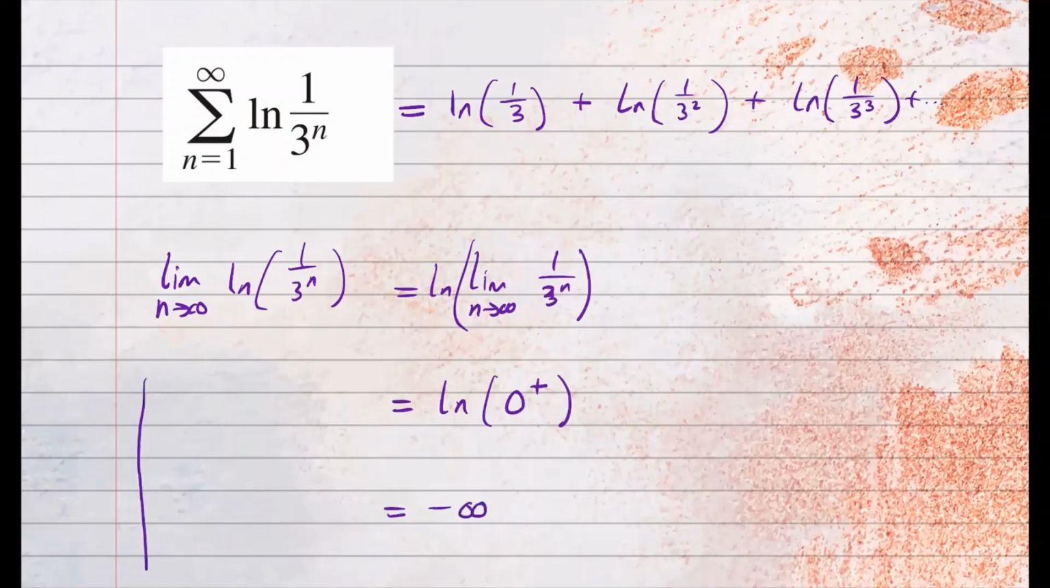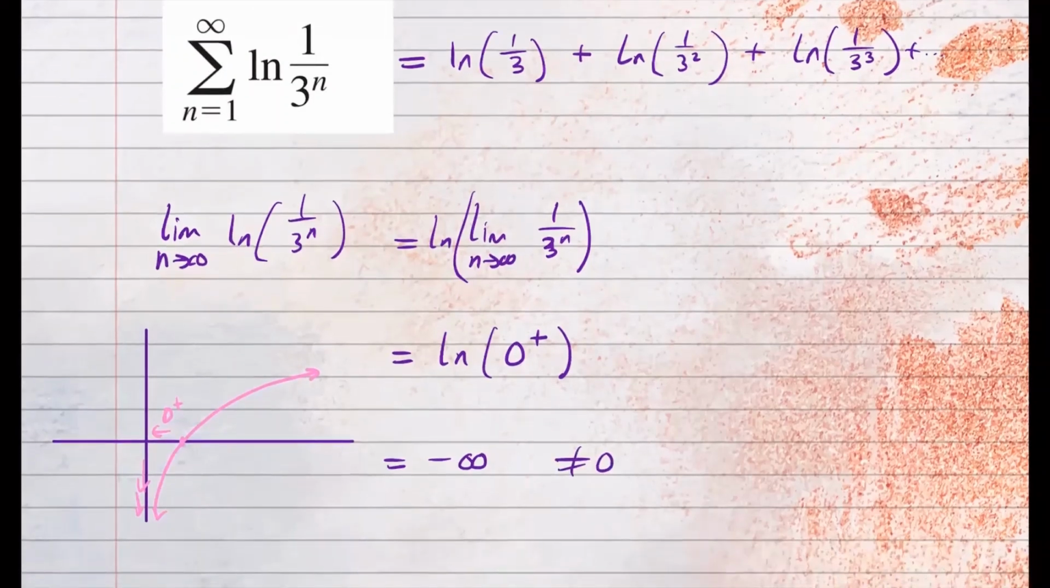Now, ln of 0 from the right, well, that's going to be negative infinity, because if you look at the graph of ln, it looks like this. So here's the graph of ln, and as you get closer to 0 from the right, you're heading this way. So it's going to negative infinity. Great. So the limit, we got negative infinity, which is not 0. That is wonderful. So what does that tell us about this series? It's going to diverge by the nth-term divergence test.